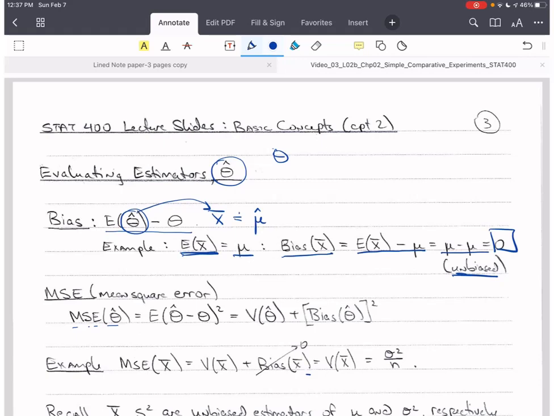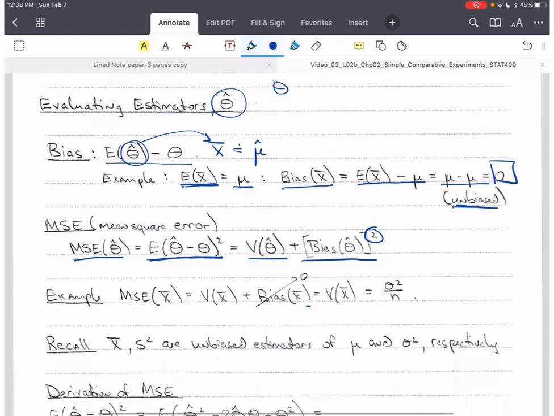Now, one of the most widely used criteria for determining how good an estimator is called the mean squared error, or MSE, of theta hat. And the definition would look familiar to you. It might look like the variance, and we're going to see how it's related to the variance. And so E of (theta hat minus theta) squared can be written as the variance of theta hat plus the bias of theta hat quantity squared. Don't forget the square here.